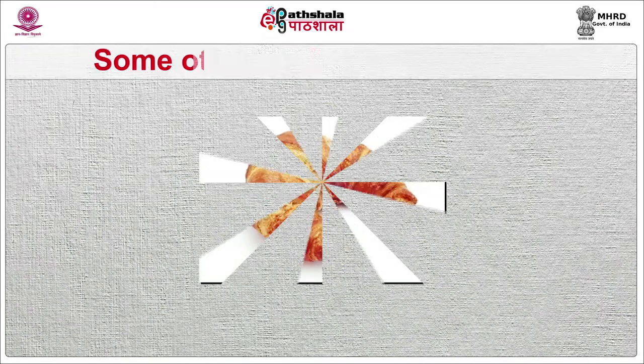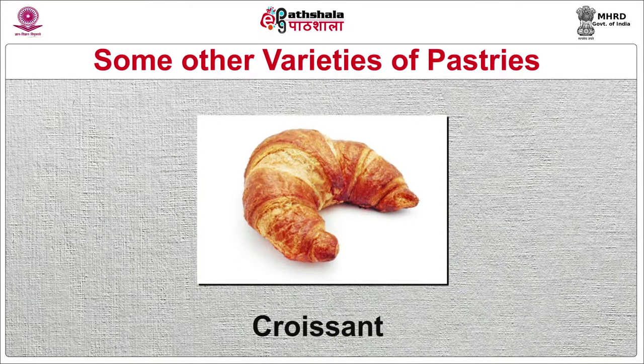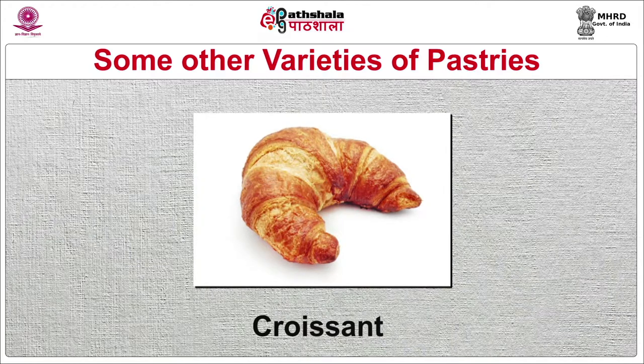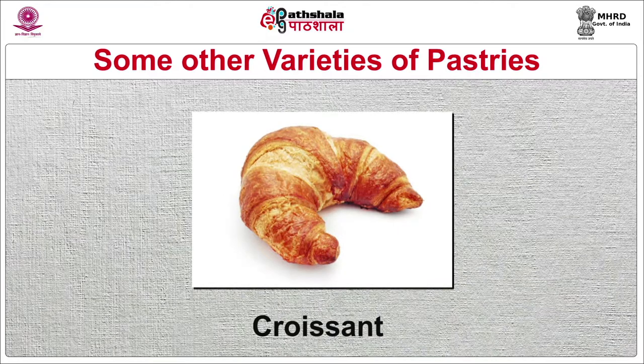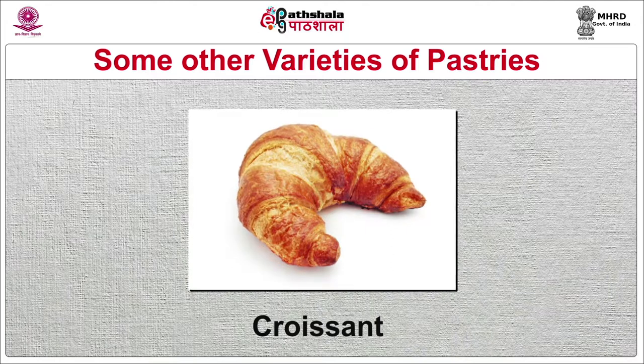Croissant. Croissants are a type of pastry in the shape of a crescent. Croissant is made of a leavened variation of puff pastry. The dough is made with flour, salt, sugar, yeast, butter, water, and milk. The layer is rolled and folded a few times to get its characteristic shape. They are sometimes stuffed with cheese or chocolate before being rolled into a crescent shape.